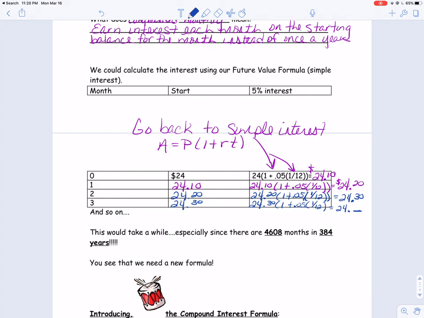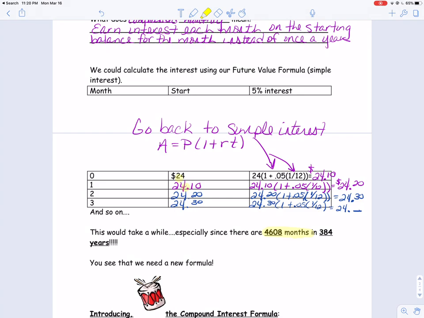So we're compounding every single month. So in 384 years, that is 4,608 months. So that means that we would have to do this. So far we've done it, what, 1, 2, 3, 4 times? So we only have 4,604 more times to go to figure out how much money they would have if it was compounded monthly.